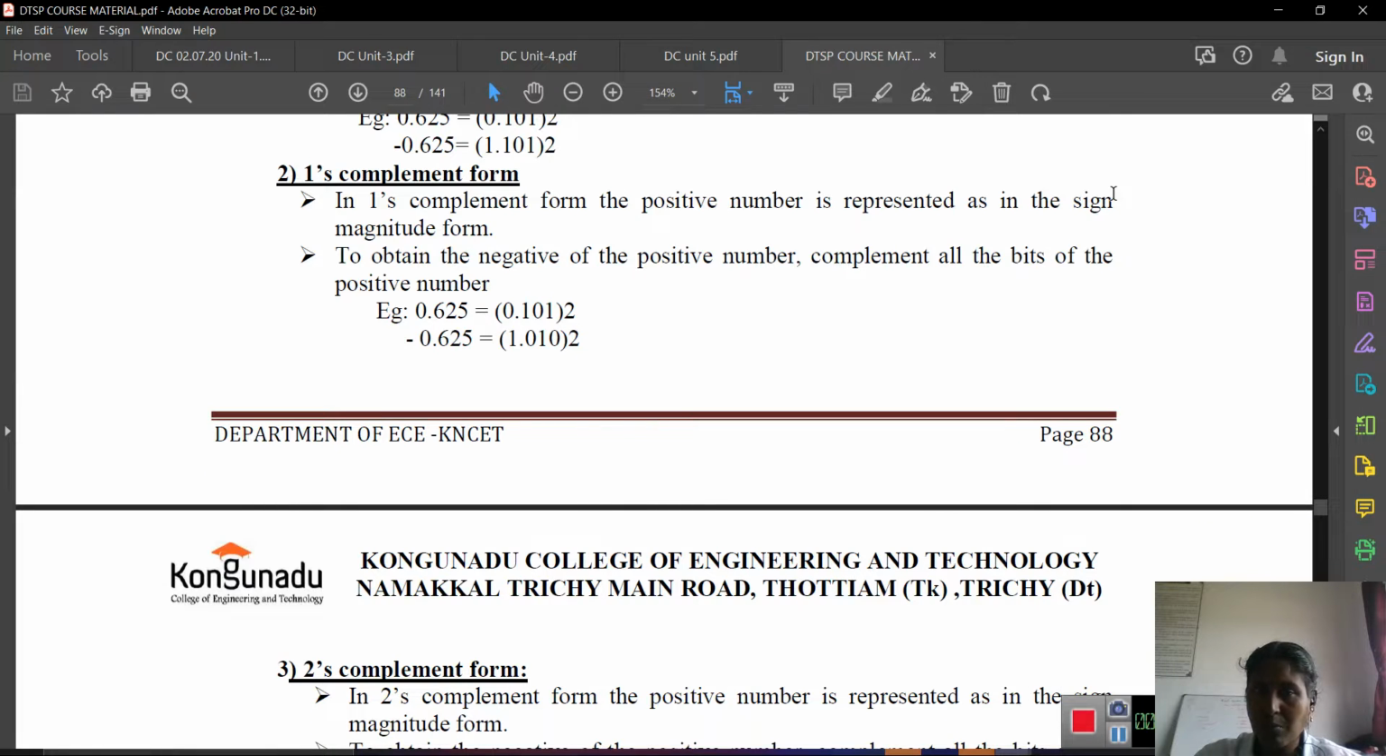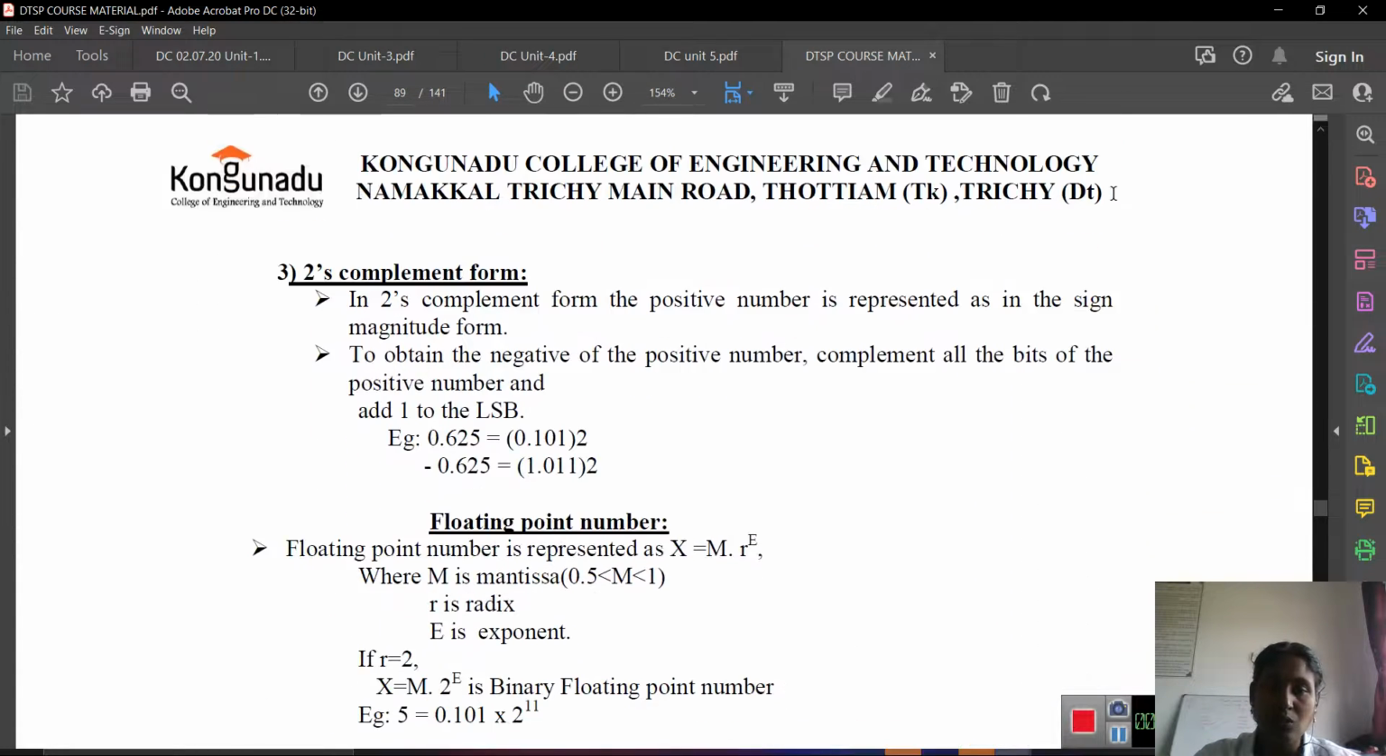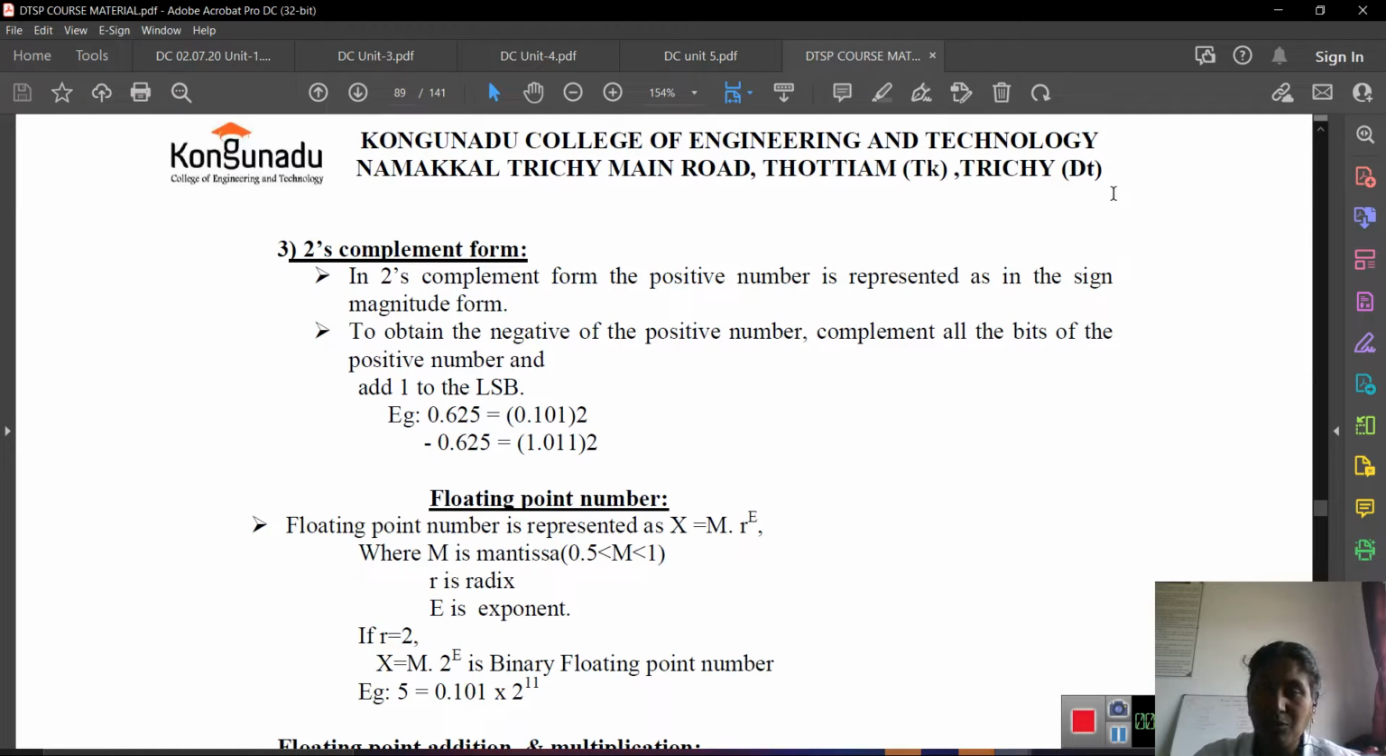In 1's complement form, the positive number is represented as in the sign magnitude form. To obtain the negative of the positive number, complement all the bits of the positive number. So, 0.625 is 0.101, and minus 0.625 is 1.010 here, right? Then 2's complement form: the positive number is represented as in sign magnitude. To obtain the negative of the positive number, complement all the bits of the positive number and add 1 to the LSB. So, for 0.625, which is 0.101, the minus is 1.011, right.